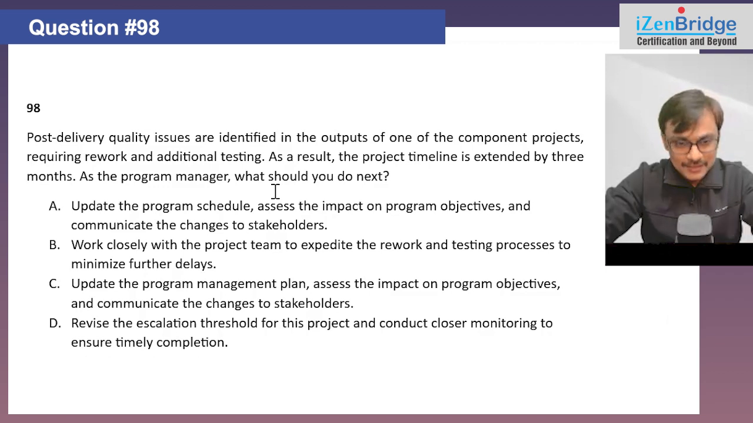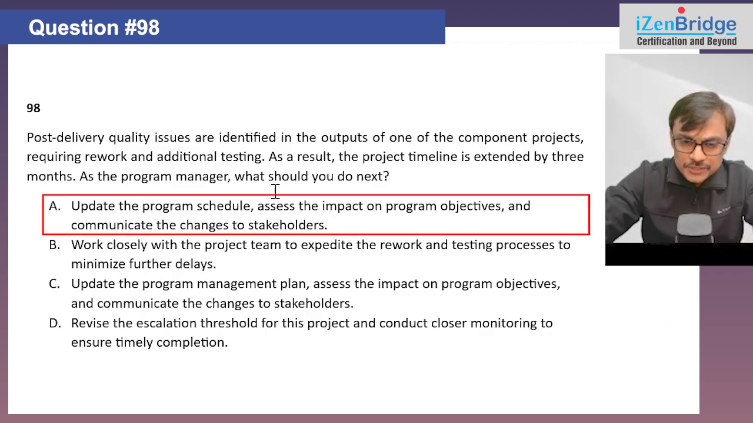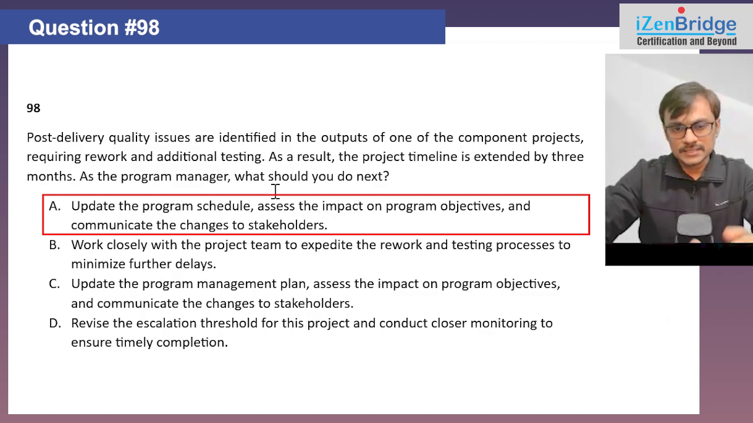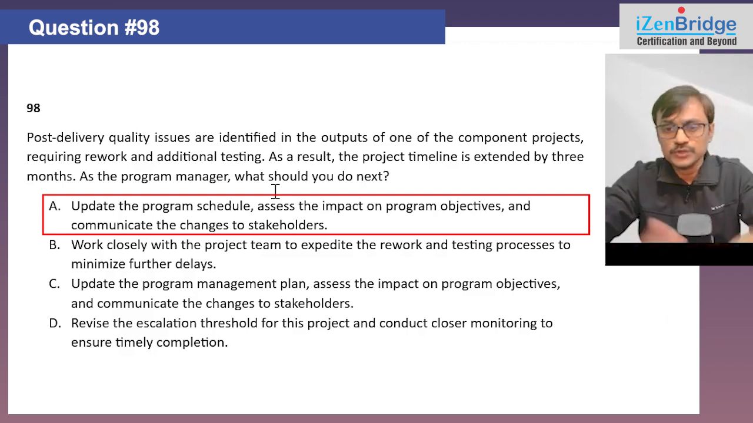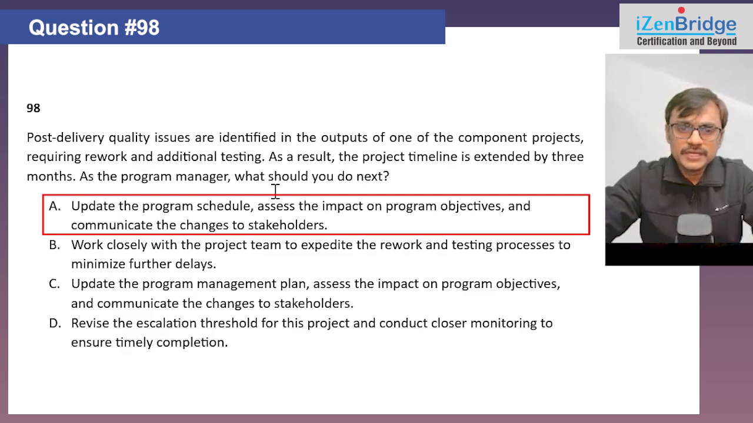There is a rework. Let's see. Option A, update the program schedule, reassess the impact on program objective, and communicate the changes to stakeholders. Yes, I can do that. But probably I really want to also understand, do we have other alternatives than just accepting this problem? Yeah, we just need to fix it and need to take 3 months. So option A is saying, let's accept that this is the issue and we need to work on it, do something about it, and update the project schedule about it.